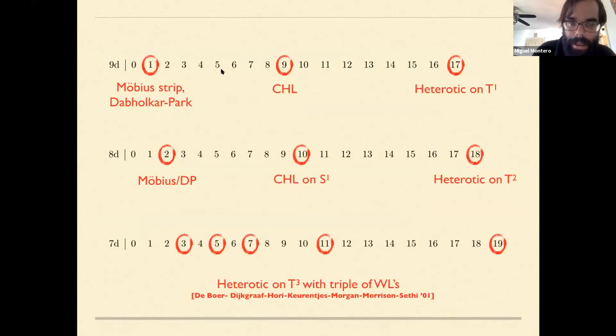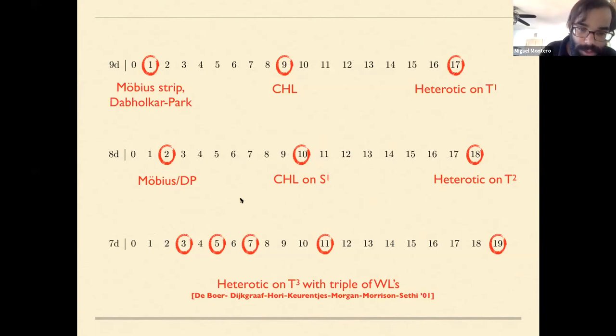They are just in 9 and 8 dimensions, there's just 3 possibilities. They're all dual descriptions of each other, and they are either heterotic on a circle or a torus, a CHL string, which is basically heterotic with a Wilson line, and an asymmetric orbifold of type IIB, or M theory here says Mobius, you should say Klein bottle.